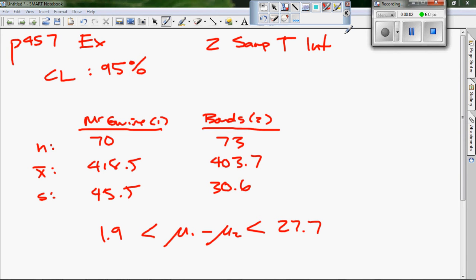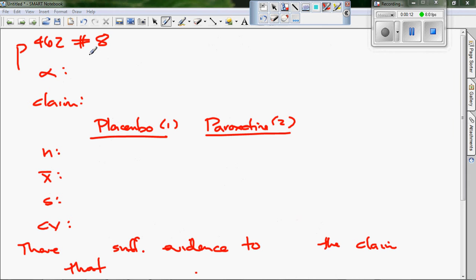Alright, let's continue on to page 462. We're going to do two examples from 462 and then you should be good to do your homework. So we're going to start with number 8. We're going to refer to the sample data from exercise 7.